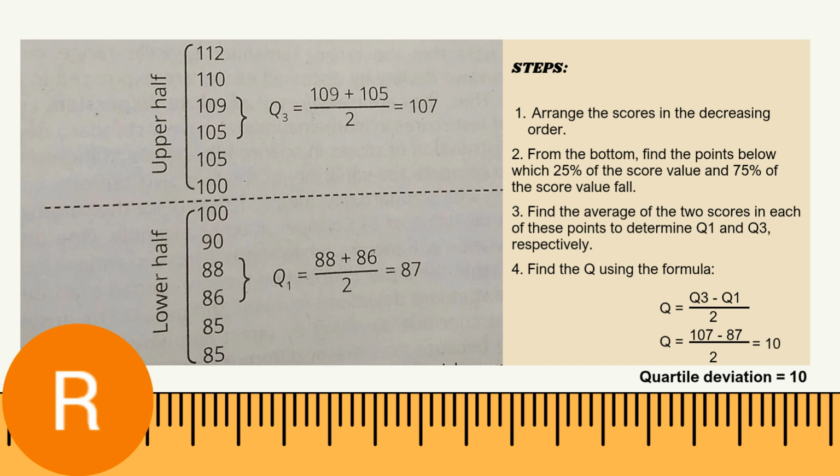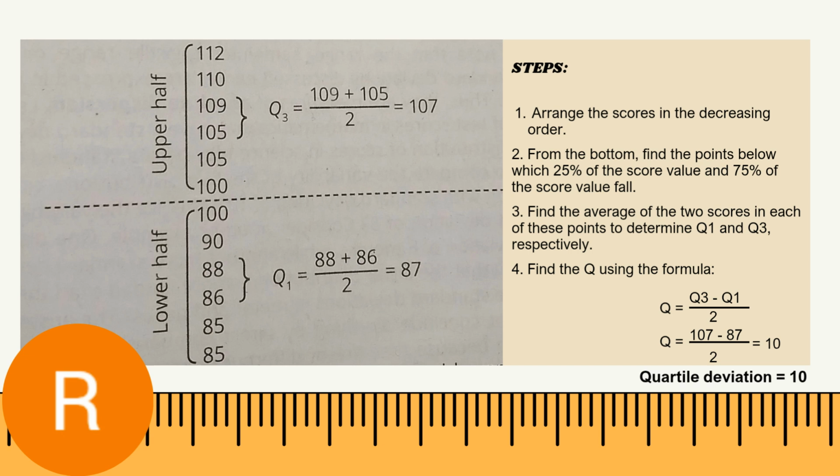So to find quartile 3, we need to get from the upper half the scores 109 and 105. So quartile 3 is equal to 109 plus 105 divided by 2, which is equal to 107. So quartile 3 is equal to 107.